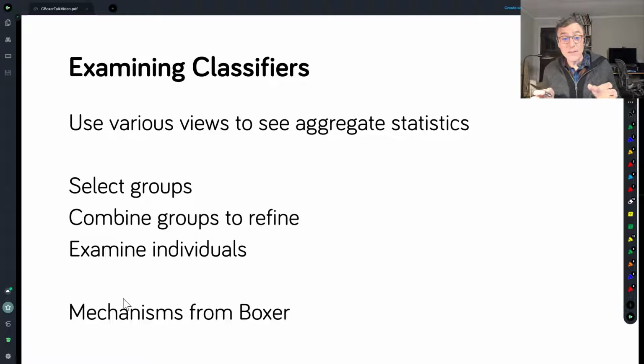Now, for examining classifiers, we can use various views provided by the systems to see the aggregate statistics. In those views, we can select groups. We can combine groupings to refine things. And then we can examine individuals within those groups. These are all mechanisms that were in the original Boxer.